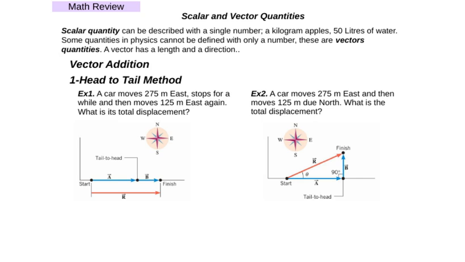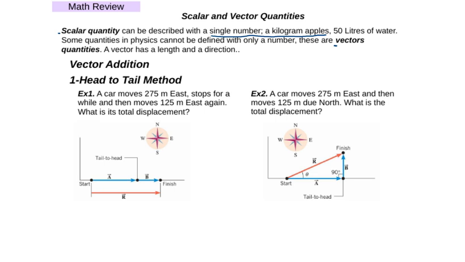So we have two types of quantities, simply scalar and vector quantities. If I have a scalar quantity, it can be described with a single number, like a kilogram of apples, 50 liters of water. When I tell you that, you have all the understanding, no confusions there. That's a scalar quantity. Vectors cannot be described only by a number. They need a strength, a length, and a direction.